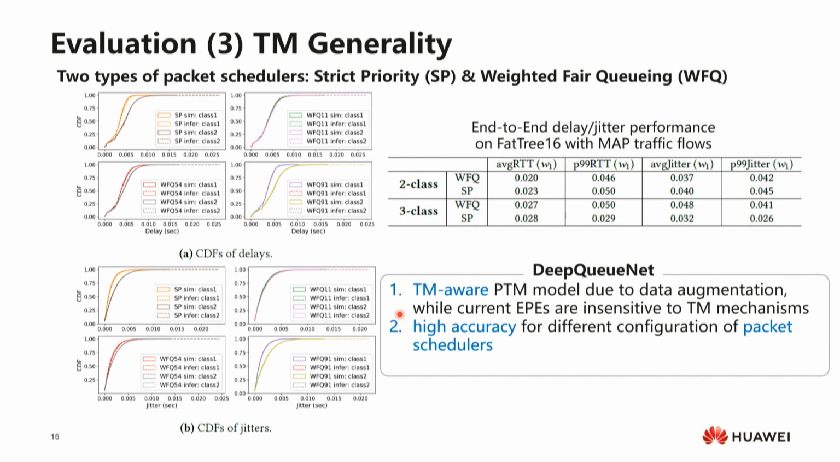And as for the traffic management generality, we consider 2 types of packet schedulers, the strict priority as well as weighted fair queuing. And here we can see that this is for the strict priority, and there are different configurations of WFQ. And from the figure, we can see that our model actually is TM aware, while the current SOTA are mainly insensitive to such TM mechanisms. And we can achieve high accuracy for different configurations of packet schedulers.